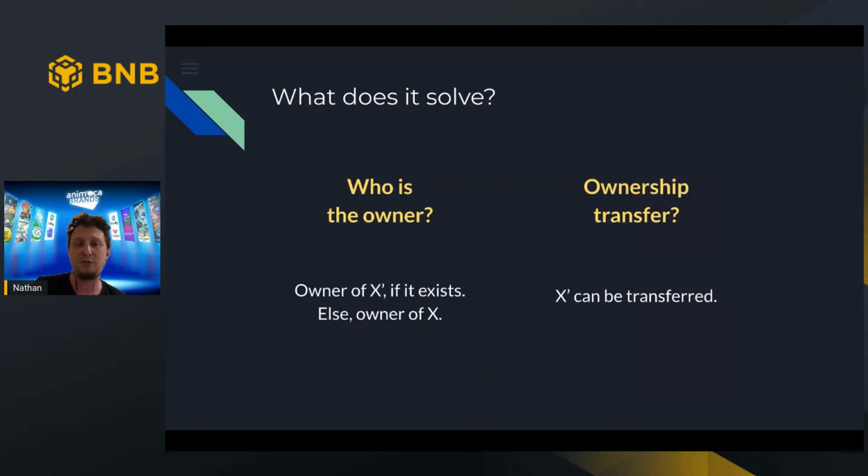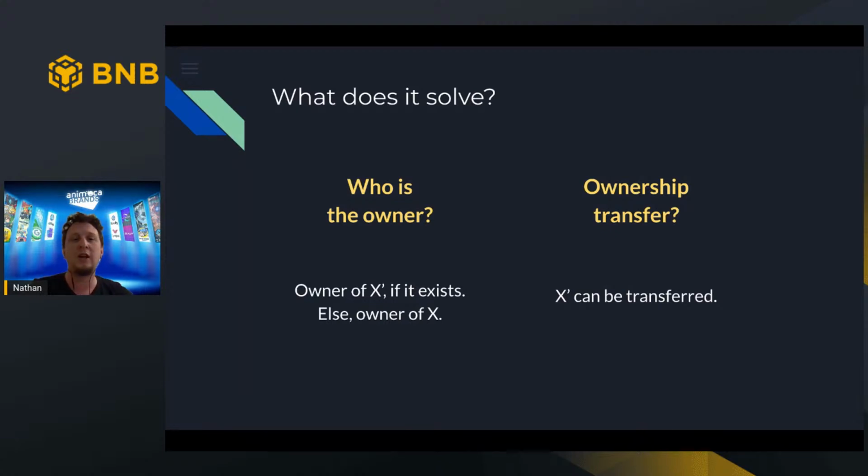So what did we solve? The previous problems. So who is the owner? The answer would be either the owner of X prime, if X prime exists, else the owner of X. And about ownership transfer, yes, you can actually transfer X prime. So now the question is, how could we make a standard out of it?